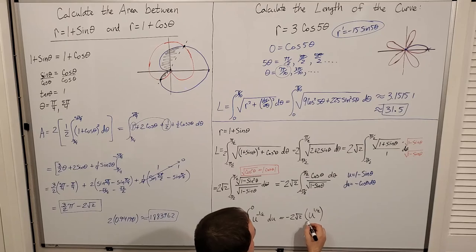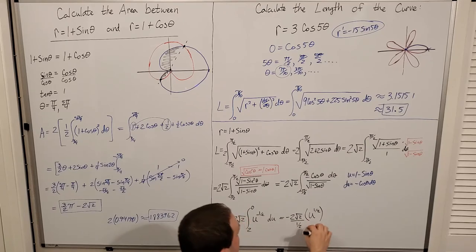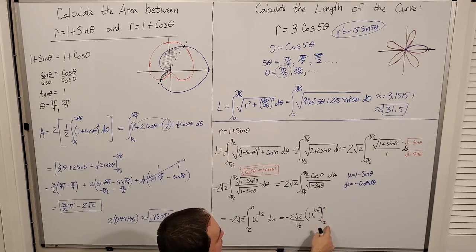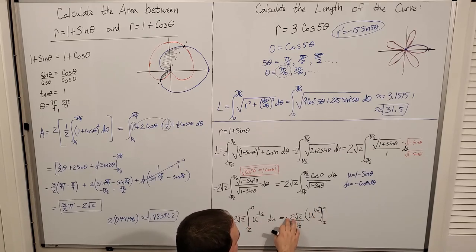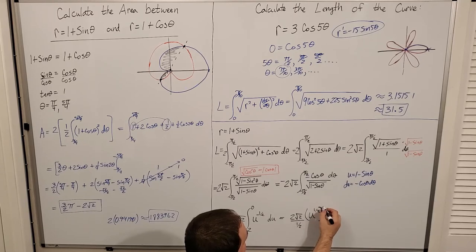I'm going to be careful here. I'm going to divide by the 1 half here, and I'll multiply it in a minute. This is going to be evaluated from 2 to 0. Notice they're reversed, right? If you want to reverse these, remember you can suck up a negative, and I have that negative right here. And I can just reverse these.